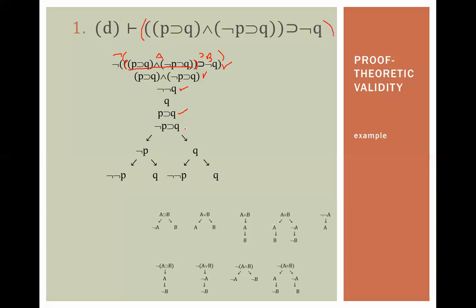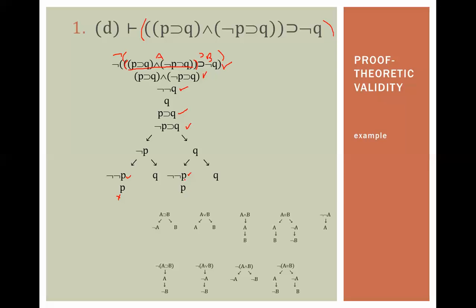And then these nots are easy to get rid of, right? P. So I have P and not P closed out. Q, not P, Q. I don't have any not Q's. I don't have any P's. This is an open branch.